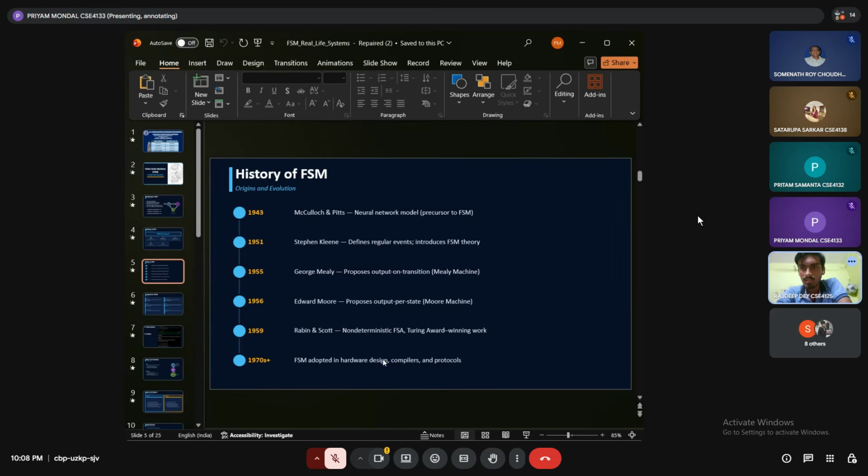Next slide, please. The history of FSM. The theory has deep roots, starting in 1943 with McCulloch and Pitts' neural network models. In the 1950s, the field expanded rapidly. Stephen Kleene introduced FSM theory in 1951, followed by George Mealy and Edward Moore, who proposed the two primary machine models we use today. By the late 50s, Rabin and Scott introduced non-deterministic models, eventually leading to FSMs being standard in hardware and software design by the 1970s.